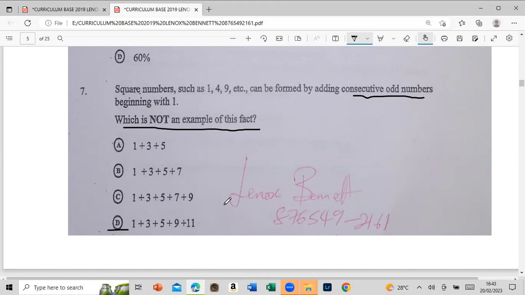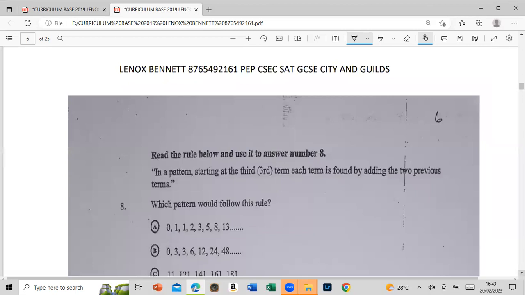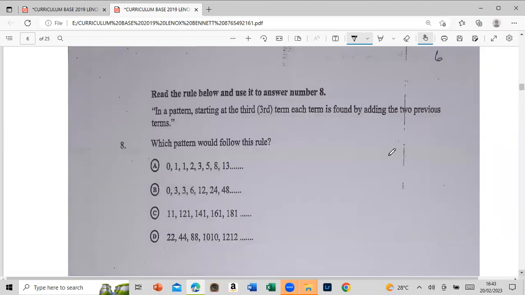Alright, so basically it would be because they missed out 7. Did you guys type in that? Let me check the chat right now. It says, read the rule below and use it to answer question 8. In a pattern starting with the third term, each term is found by adding the 2 previous terms.